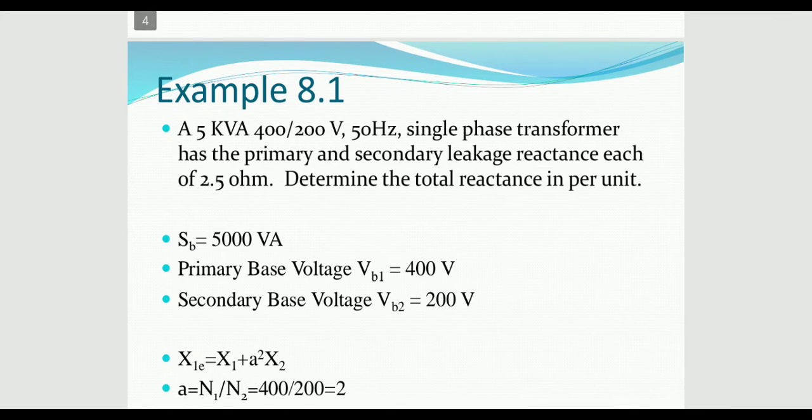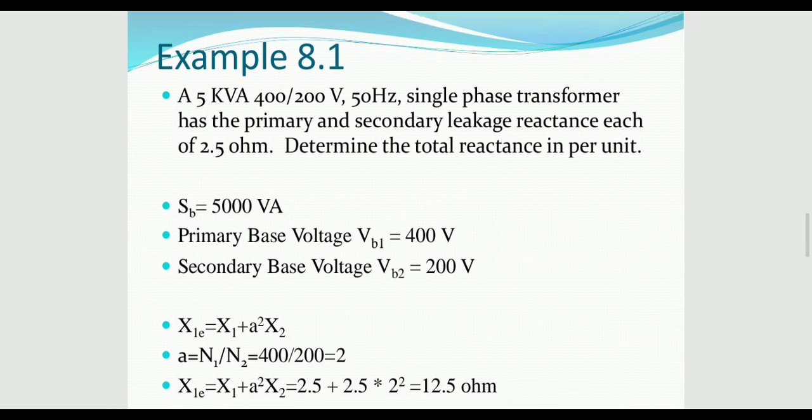And here I am giving an example of how to calculate the total reactance of a particular transformer in terms of per unit, where the reactance of the primary and secondary winding of the transformer is given as 2.5 ohms, and the rating of the transformer is 5 kVA. The primary winding voltage V1 is 400 volts, V2 is 200, and the frequency given for the transformer is 50 Hz.